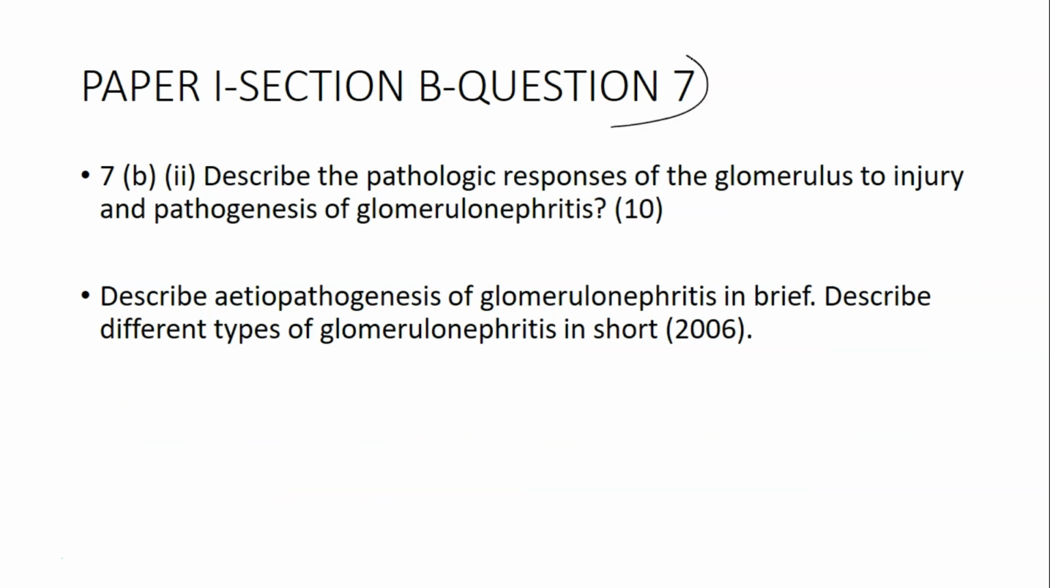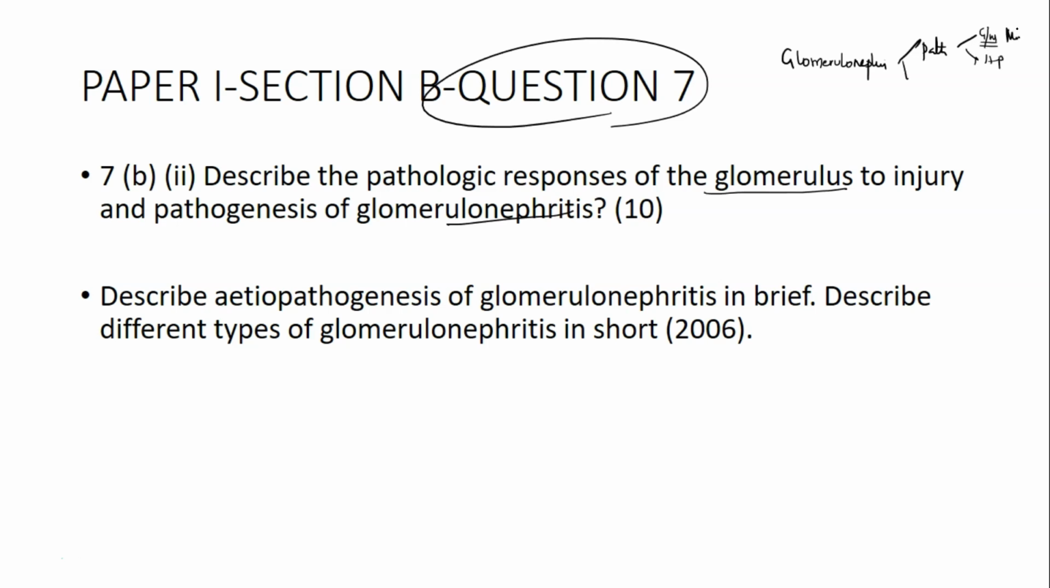Paper 1 section B question 7. Describe the pathologic responses of the glomerulus to injury and pathogenesis of glomerulonephritis. See, glomerulonephritis is again there in two areas. In pathology, they're asking you only the gross and microscopic stuff, the morphological aspects and the histopathological aspects or pathogenesis aspect. Now in general medicine, they're asking you the etiology, clinical features, management aspects.